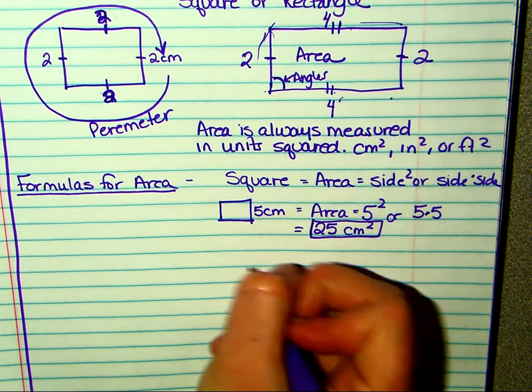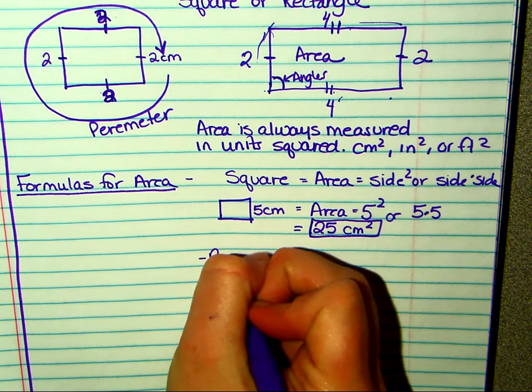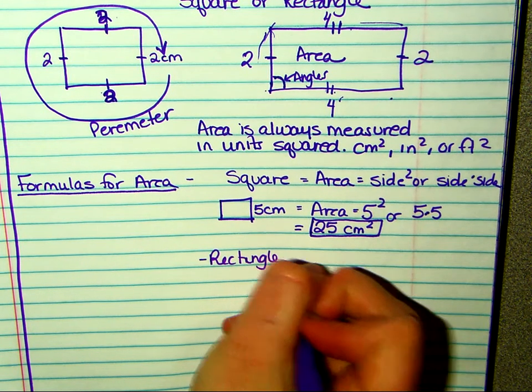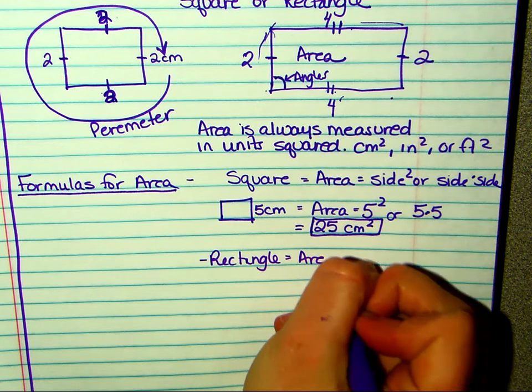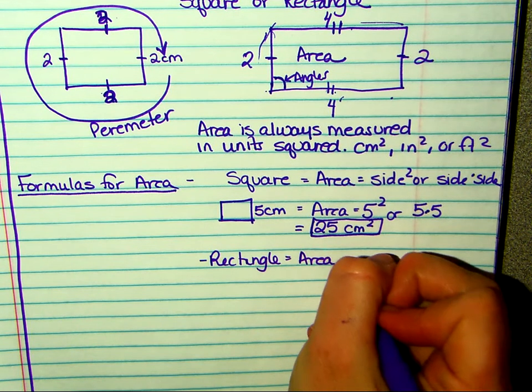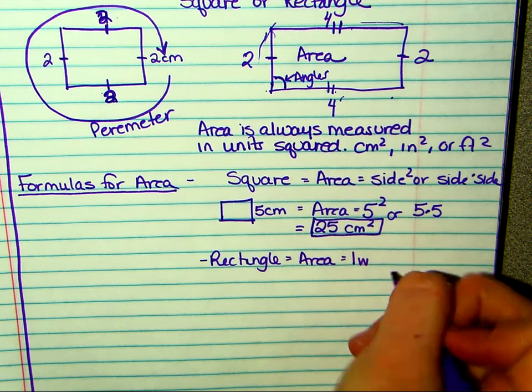Now the formula for a rectangle is length times width, or L times W.